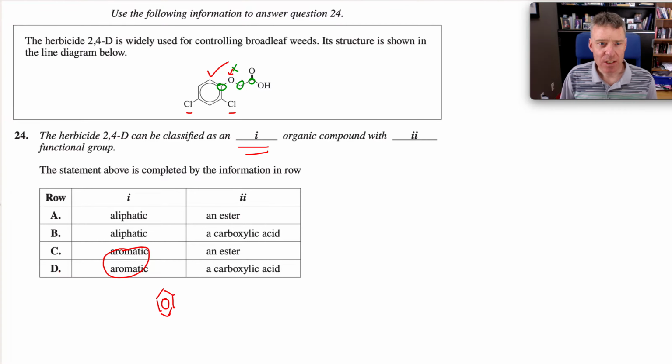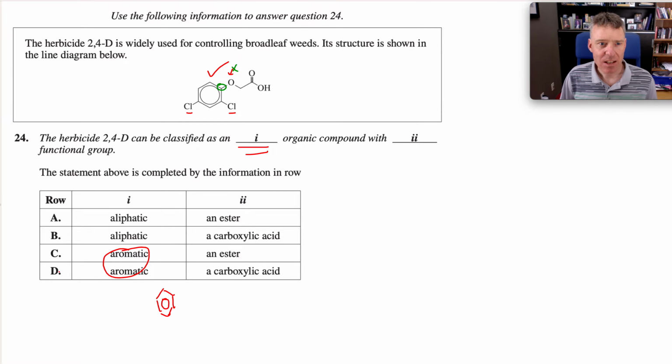What this question is kind of trying to test is how thorough your knowledge is. Do you see this and then think there's something going on with an ester or something with this O being close to it? That's not what's going on. So we don't have an ester. That O is too far away. So the answer is D.